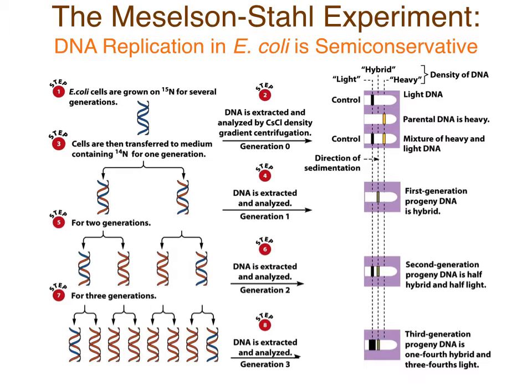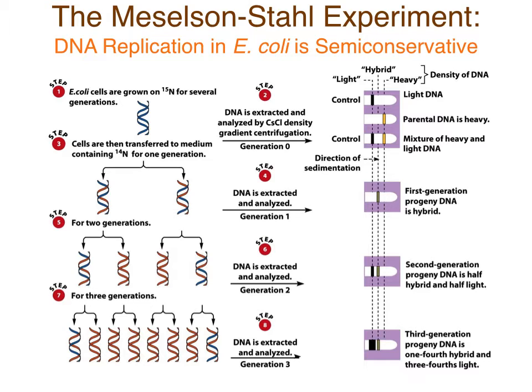The technique they used was called density gradient centrifugation. If you look there on the right, picture those things in purple as centrifuge tubes. When you centrifuge something, the heavier things will fall out closer to the end because they're heavier. So basically, they wanted to see if they could separate out light strands of DNA from heavy strands of DNA.